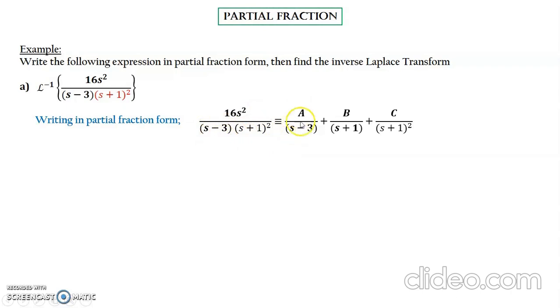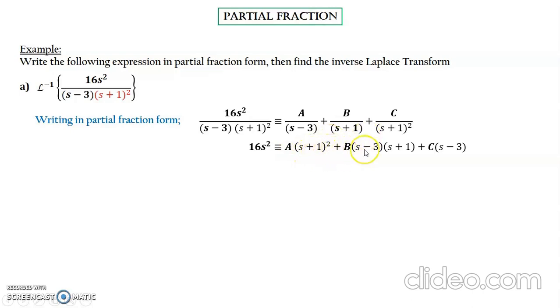So, saya boleh splitkan dia equivalent to a over s minus 3, tambahkan dengan b over s tambah 1, tambahkan dengan c over s tambah 1 kuasa 2. Okay, and then lepas kita tulis dalam bentuk ini, this whole thing, the denominator ni kita boleh bawa ke arah sini. Okay, so saya tinggal dengan 16s kuasa 2 sama juga dengan, okay, untuk case ni s tolak 3 dengan s tolak 3 boleh cancel, jadi tinggal a s tambah 1 kuasa 2.